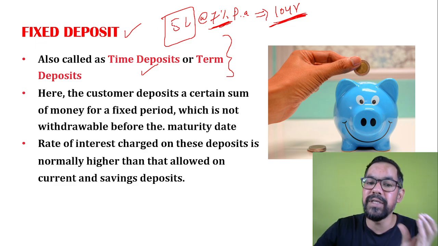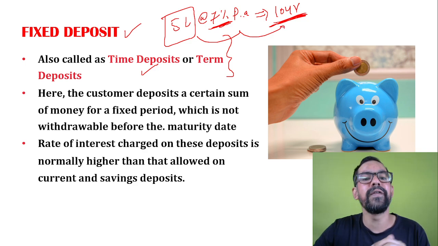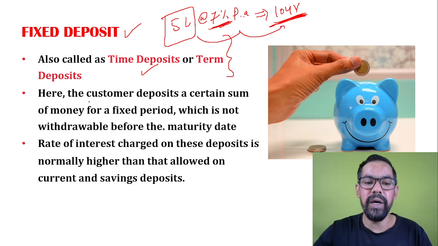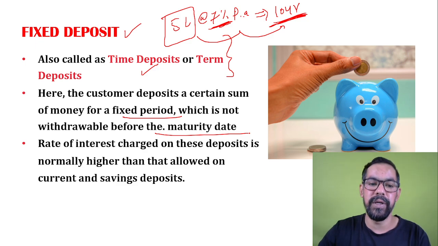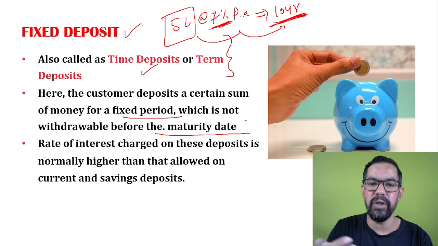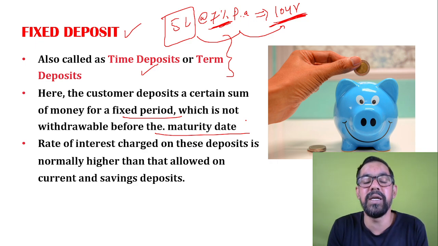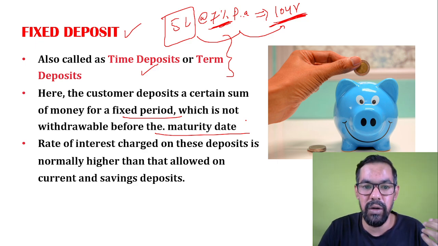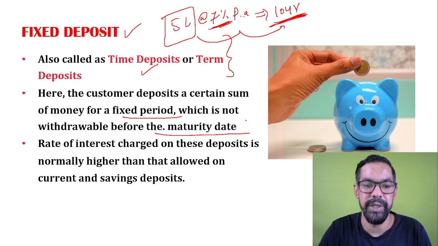So as the name states, fixed deposit. So it is a lump sum money for a fixed time duration. Okay, so here the customer deposits a certain sum of money for a fixed period, which is not withdrawable before the maturity period. Okay, so you do have that pre-maturity benefit, but for that one you have to give time to the bank. That means you cannot withdraw fixed deposit on demand. Okay, so you have to wait for that processing period.